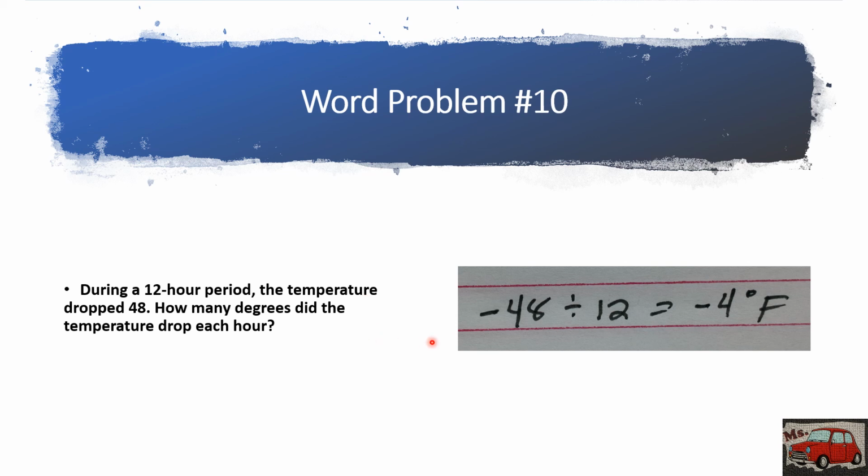Okay? So, what we need to do is to divide negative 48 by 12. Negative 48 kasi nga yan yung ibinaba niya. Okay? That's why it's negative. By 12, i-divide natin by 12 kasi hatiin natin yung 48 ng 12 kasi gusto natin malaman yung ibinaba niya kada oras. Okay? So, the answer is negative 4 degrees Fahrenheit. So, yan yung degrees na ibinababa niya kada oras.